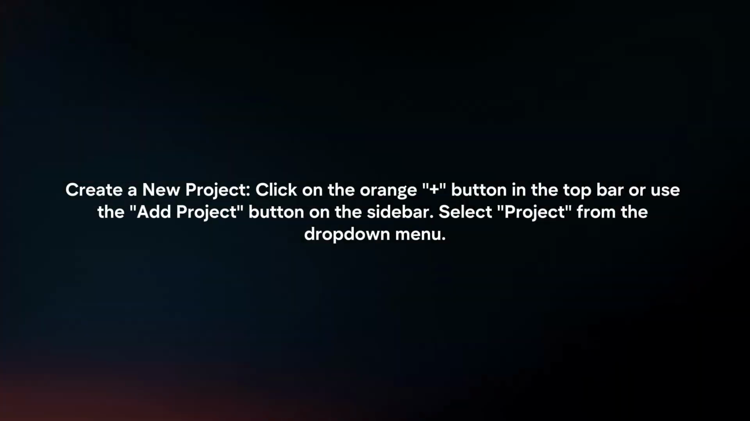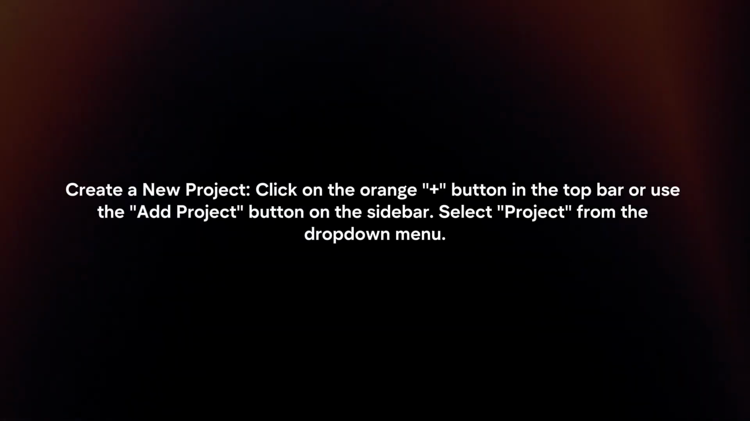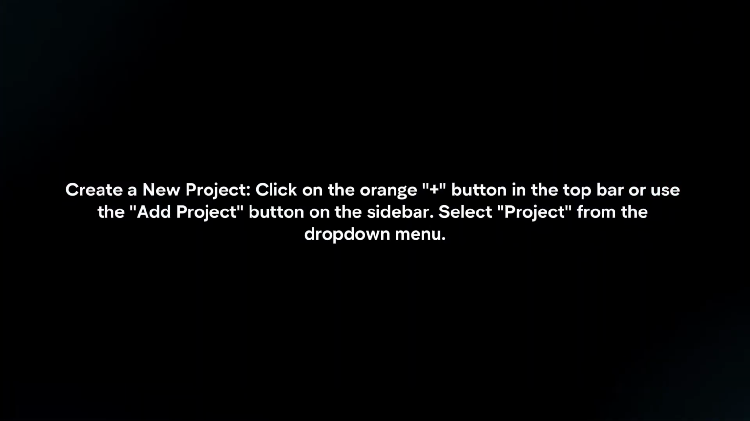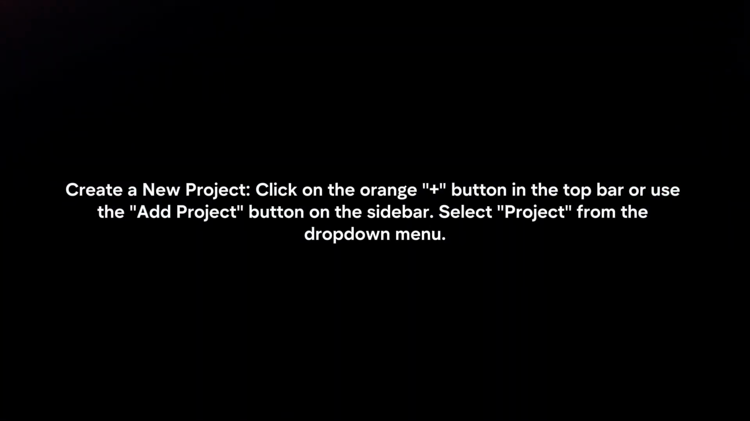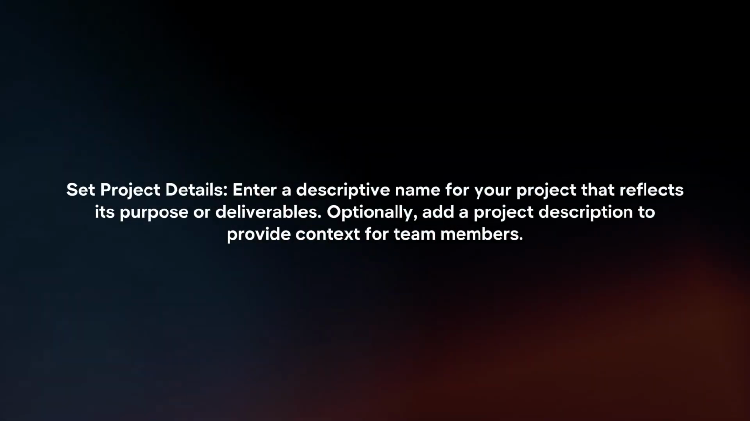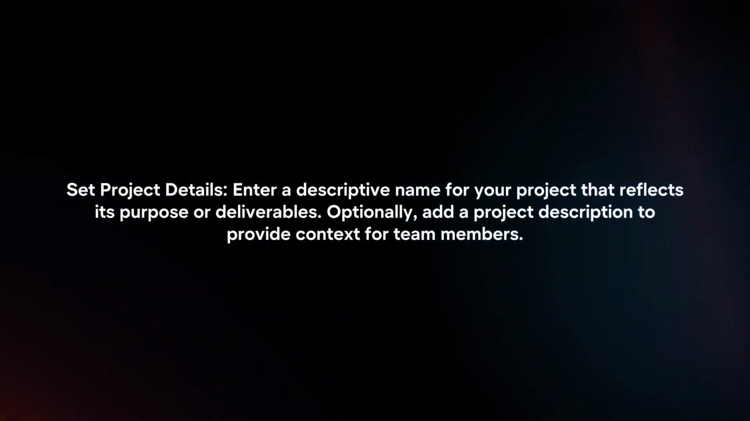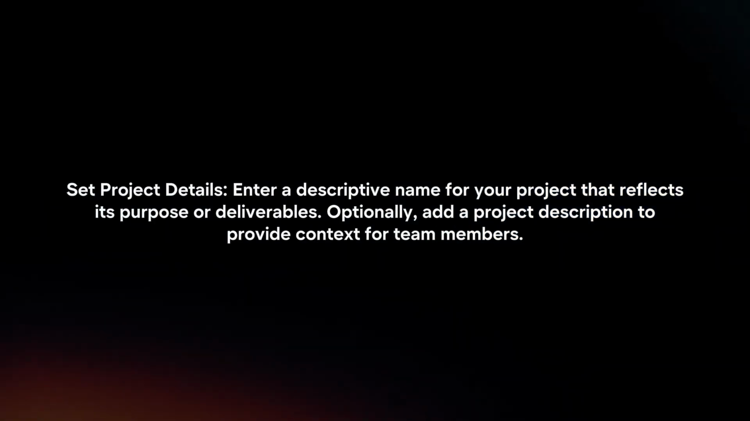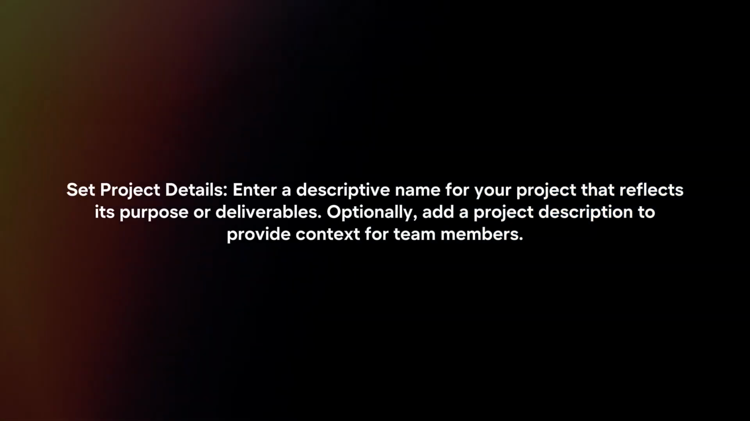Create a new project. Click on the orange plus button in the top bar or use the Add Project button on the sidebar. Select Project from the drop-down menu. Set project details. Enter a descriptive name for your project that reflects its purpose or deliverables. Optionally, add a project description to provide context for team members.